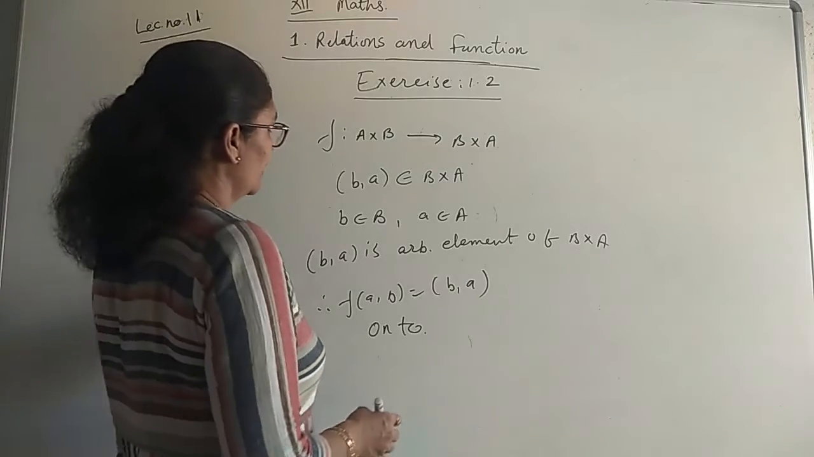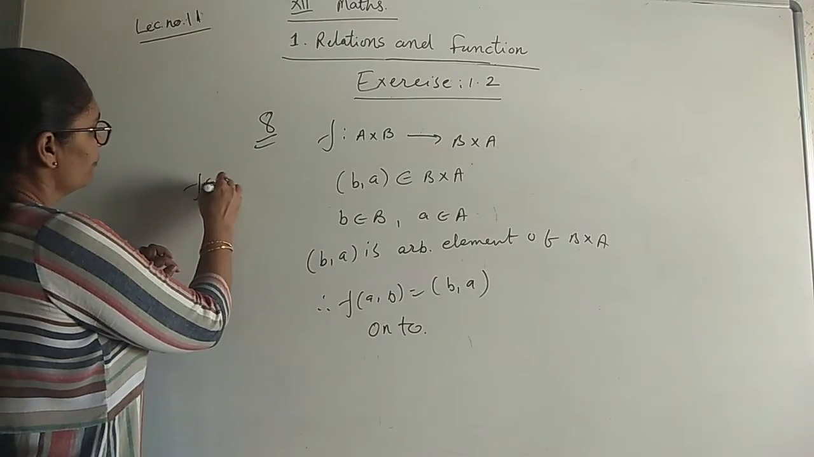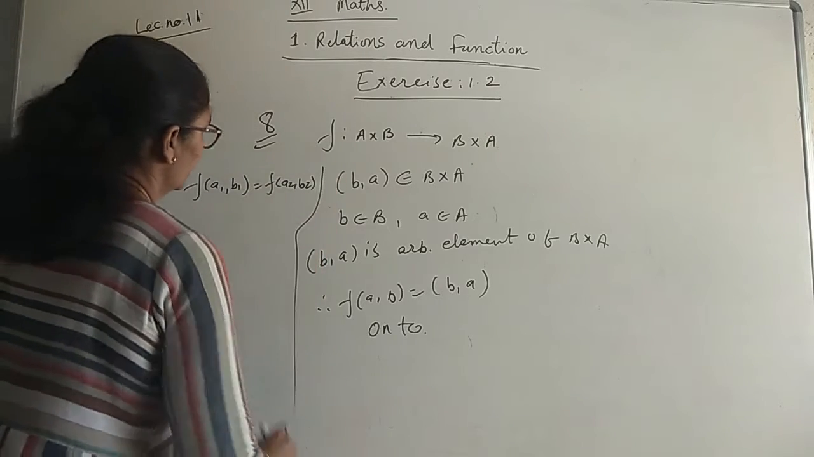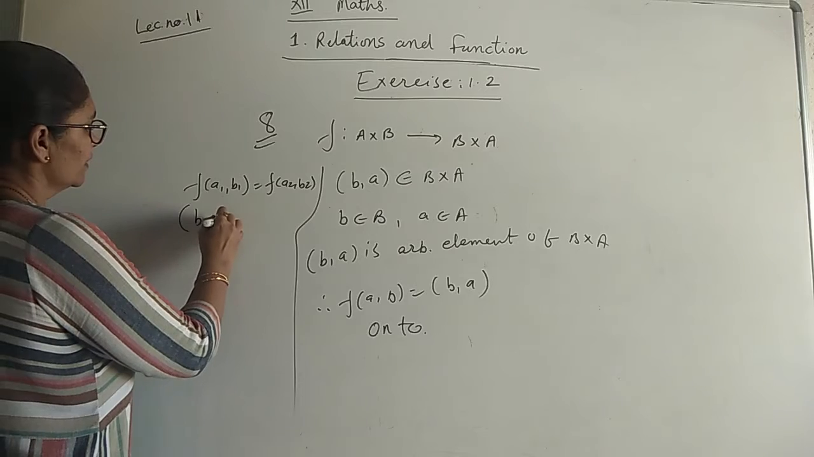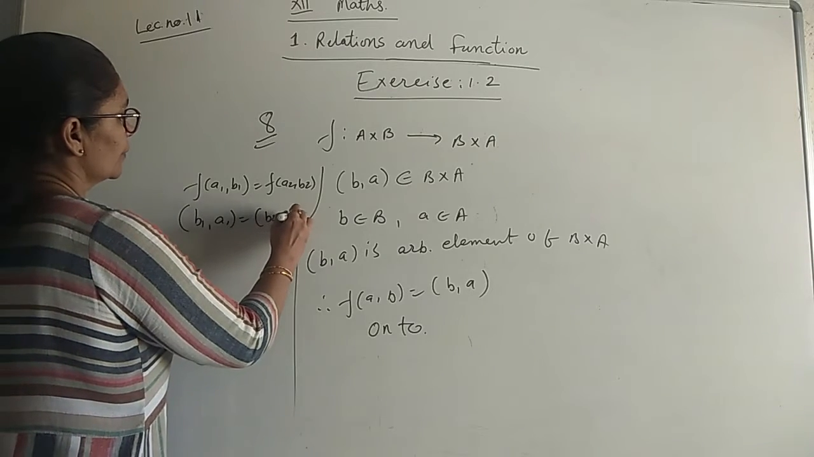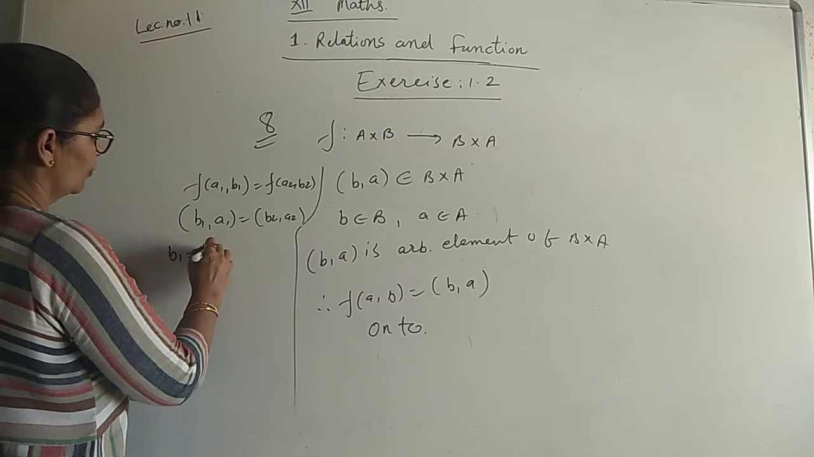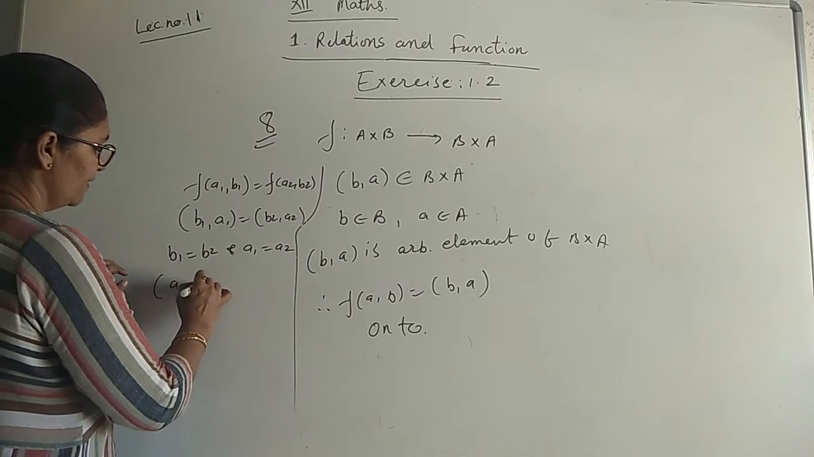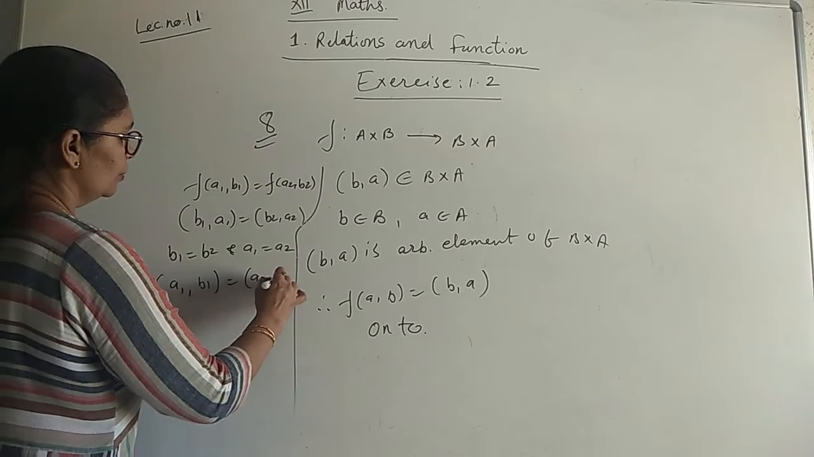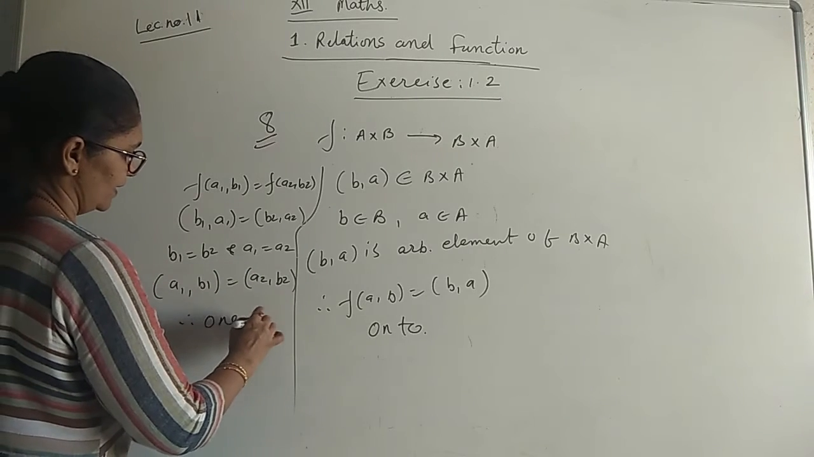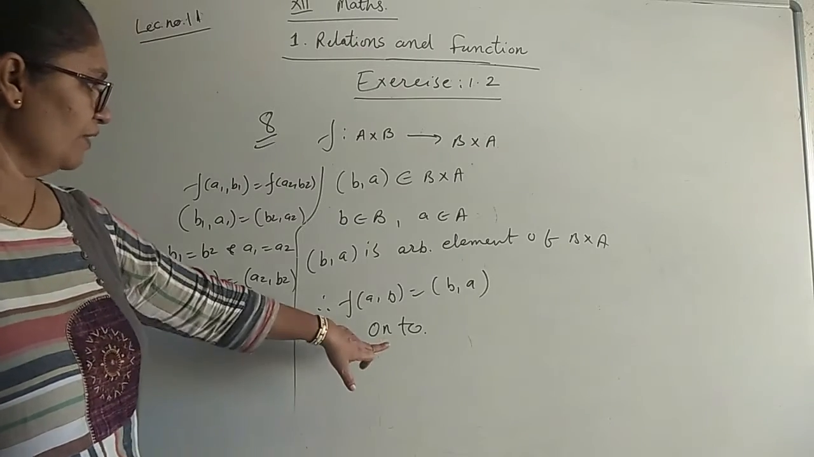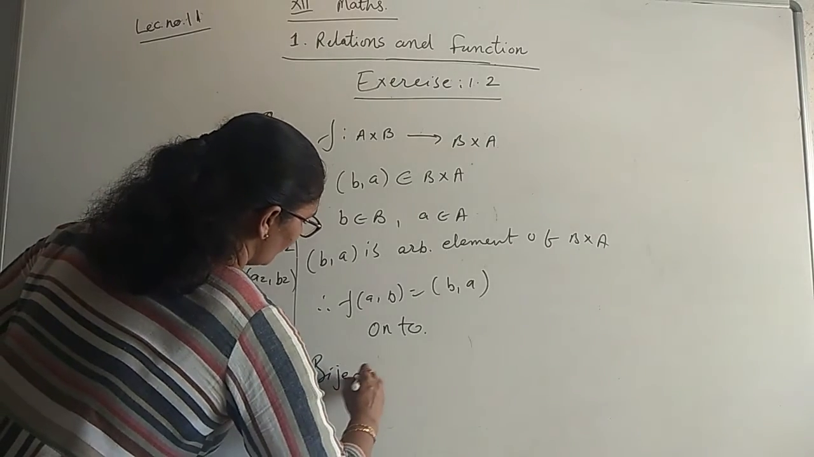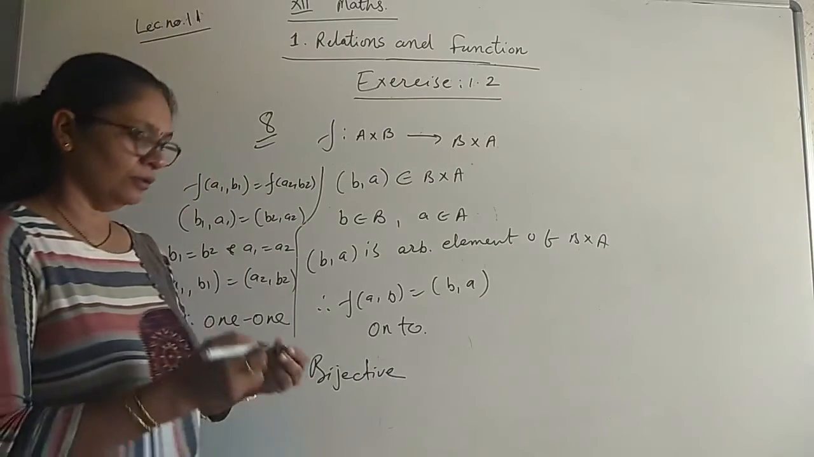Okay, for one-one what we have done? We have taken f of (a1, b1) equal to f of (a2, b2), and we have taken (b1, a1) equal to (b2, a2). Now what can we write? b1 equal to b2 and a1 equal to a2. So we can say (a1, b1) equal to (a2, b2). Therefore you can say it is one-one. From this we have proved it is onto. Therefore this function is bijective, one-one and onto both.